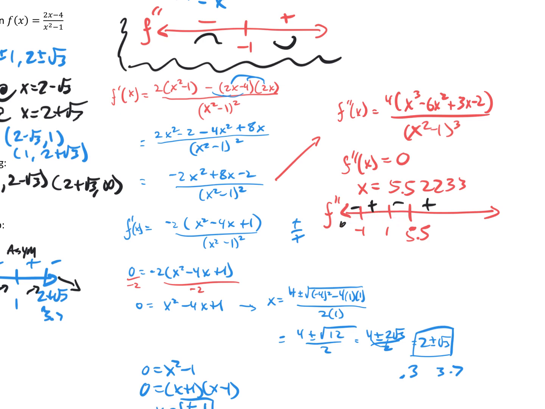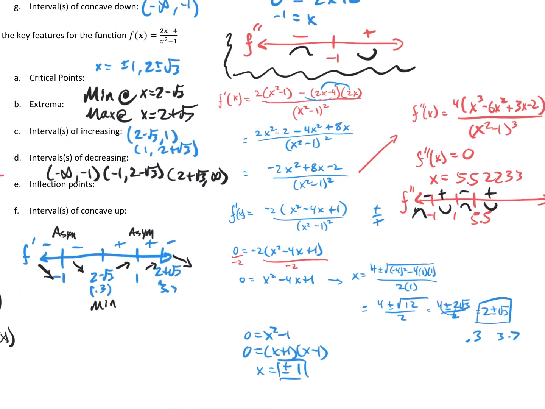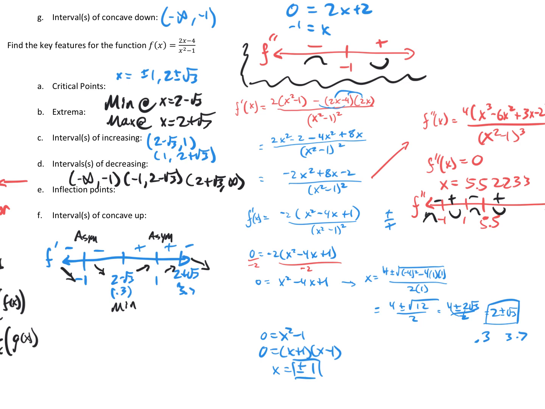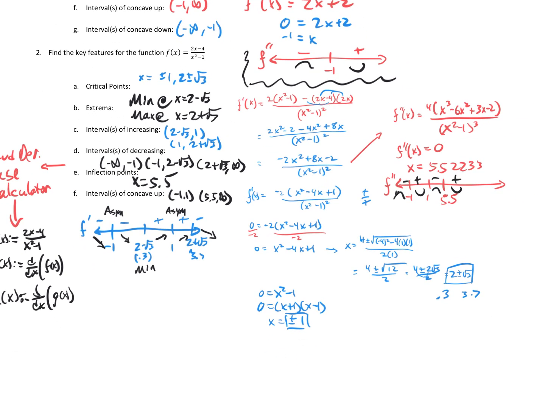You get negative, positive, negative, positive. That gives us our concavity. Our concavity is down, up, down, up. All right. So we have our inflection points. Now 1 and -1 are not inflection points because they're undefined in the original problem. So we have an inflection point at x equals 5.5. All right, and concave up happens from -1 to 1 and from 5.5 to infinity. Okay, a lot going on here.